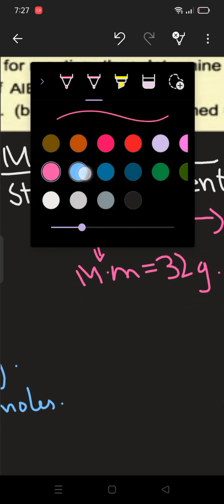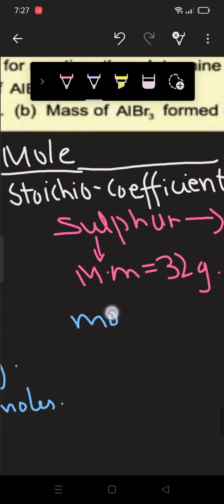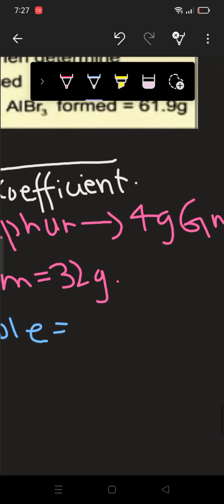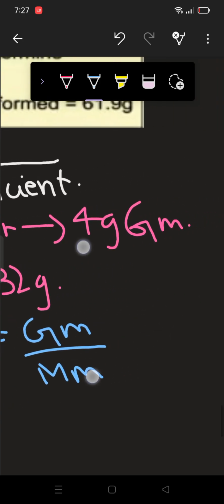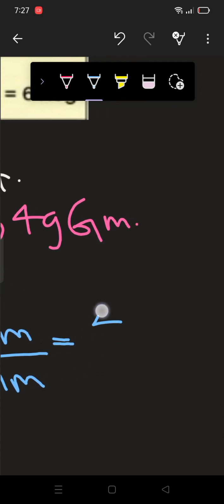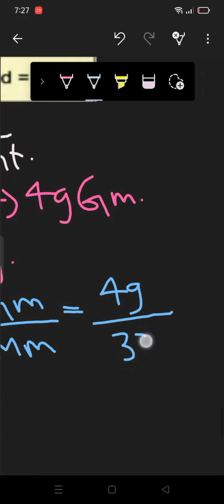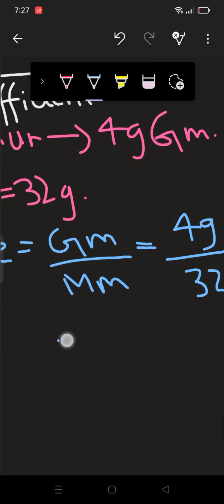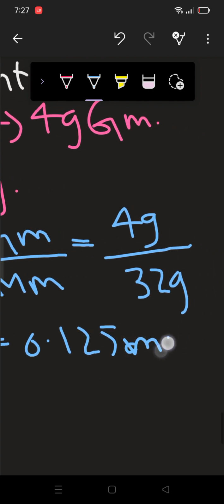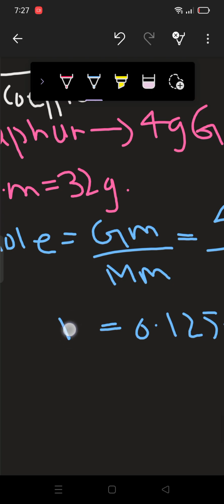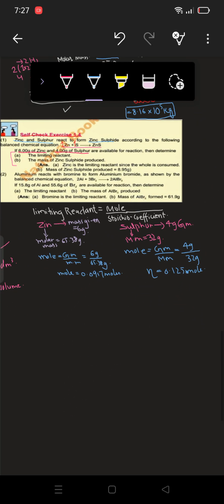What's the formula for finding the number of moles? Mole is equal to given mass per molar mass, right? So given mass 4 gram and molar mass 32 gram. When we divide this, what we get is 0.125 mole, right? Now we know the formula for finding the limiting reactant, right?